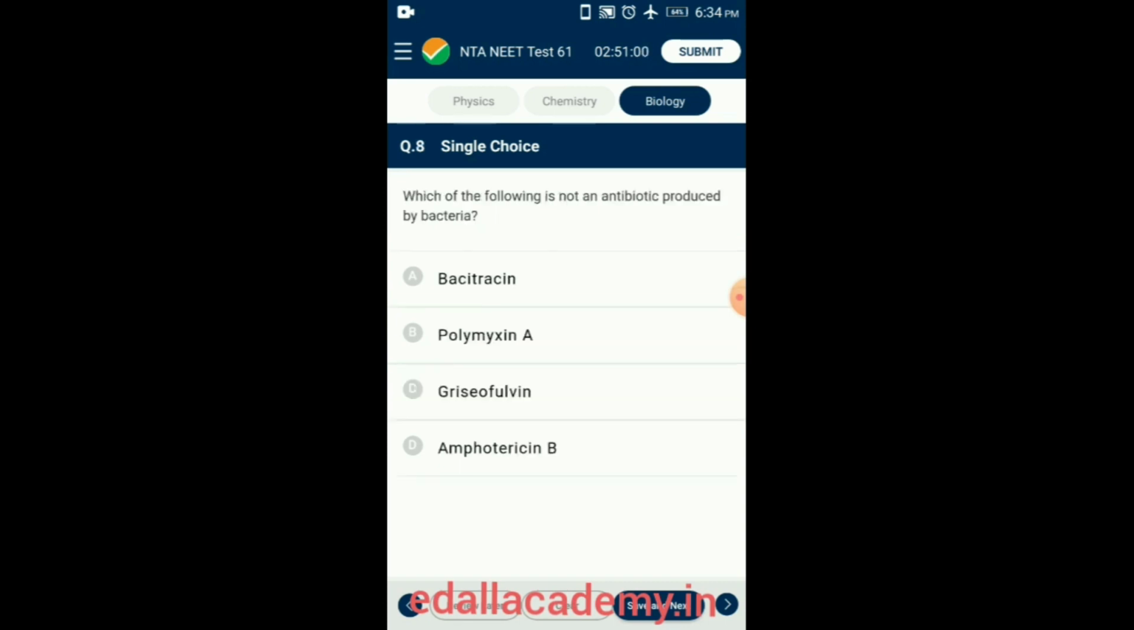Question number 8. Which of the following is not an antibiotic produced by bacteria?